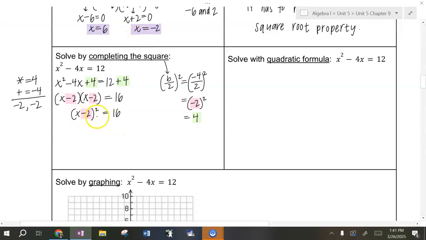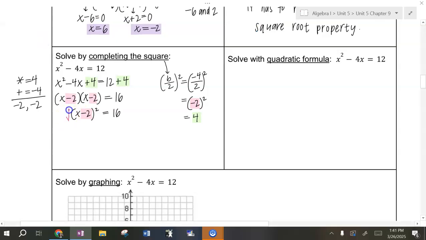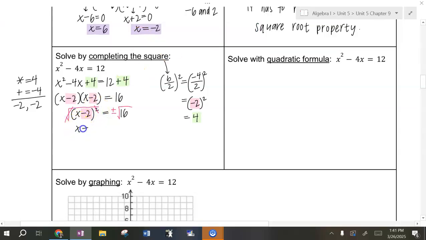Now that you have a perfect square on one side, a real number on the other side, you can finish it up by using square root property. So next you're going to take the square root on both sides. In front of the side with the real number, you have to scooch it over and include plus or minus. The square root and the perfect square cancel each other out. So on the left side, you just have x minus 2.